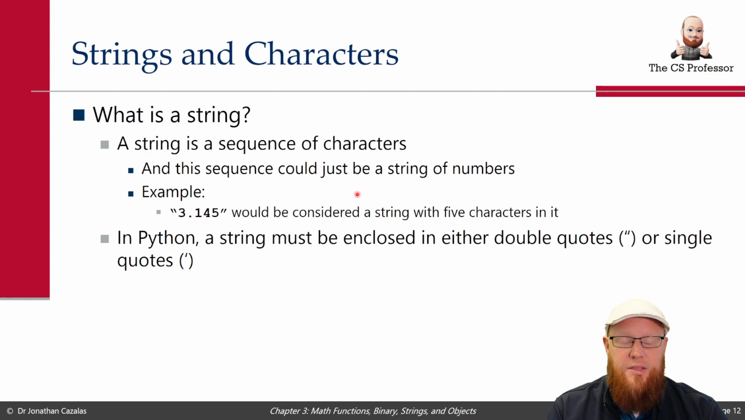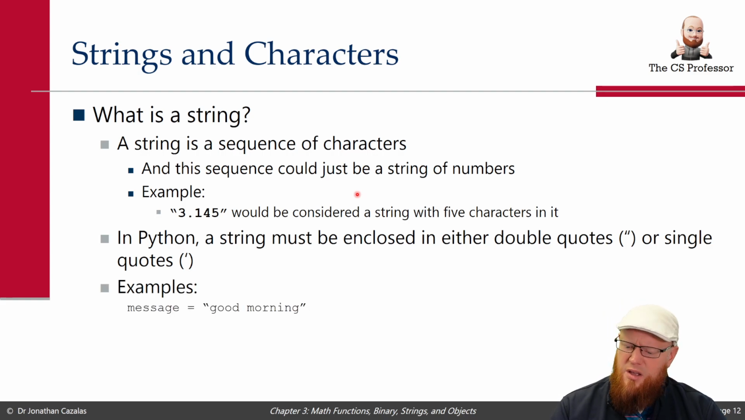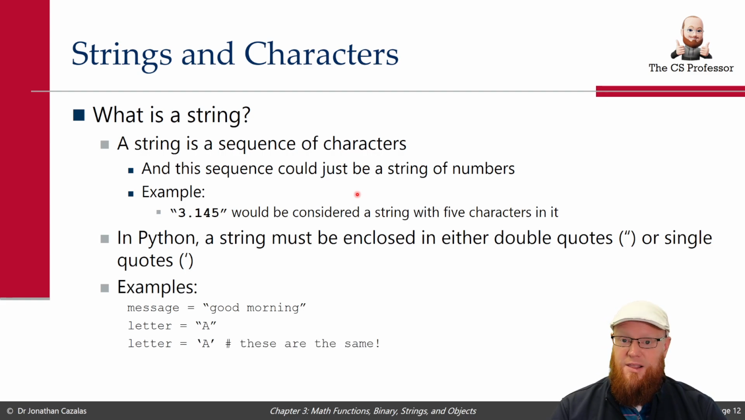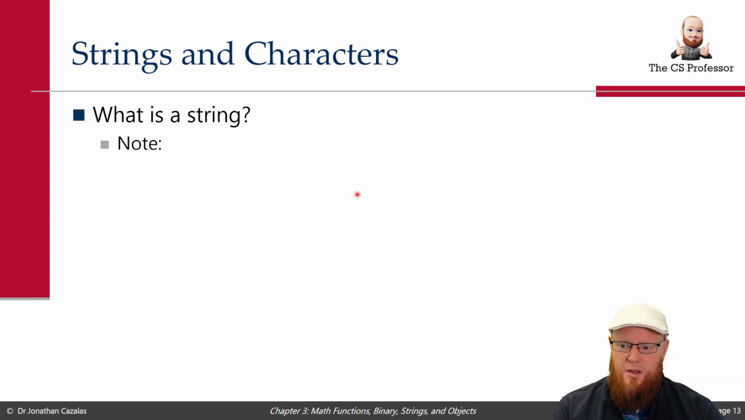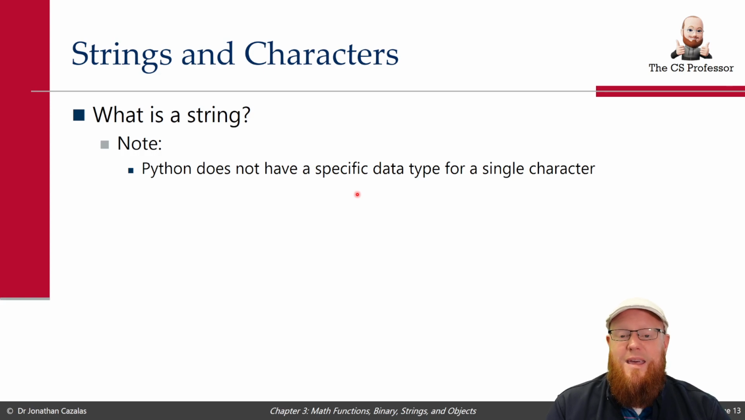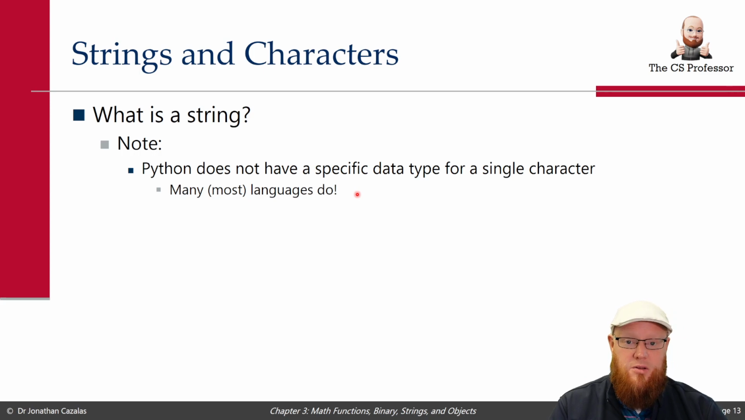As we know, a string in Python has to be enclosed in either a pair of double quotation marks or a pair of single quotation marks. And here are many strings. The message, good morning, letter A again, but now with single quotation marks. And here's a number string. So Python does not have a particular data type for a single character, when many other languages do. Many languages distinguish between a single character versus a string with 0 or more characters.